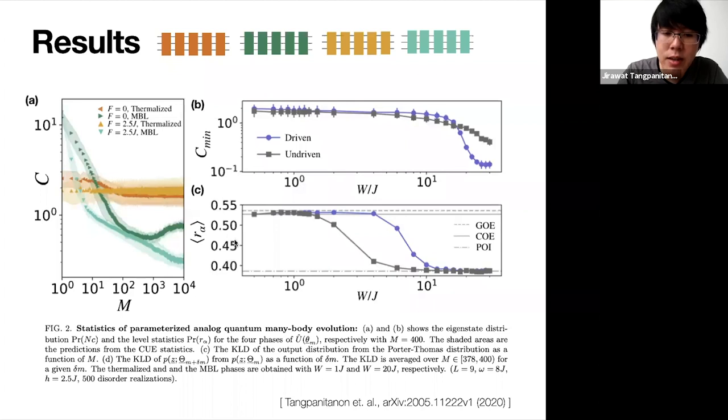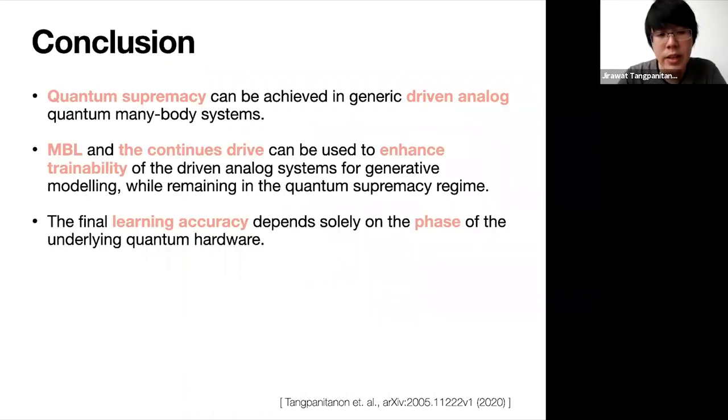Now, if I plot the level statistic of my system as a function of the disorder, we see the phase transition again. This is the average level spacing, which changes from thermalized to localized. You can see that the transition indicated by the level statistic is very close, although not exactly the same, to the transition that we see from the training accuracy. So from these results, we conclude that the phase of the analog device can play a very significant role in machine learning applications.